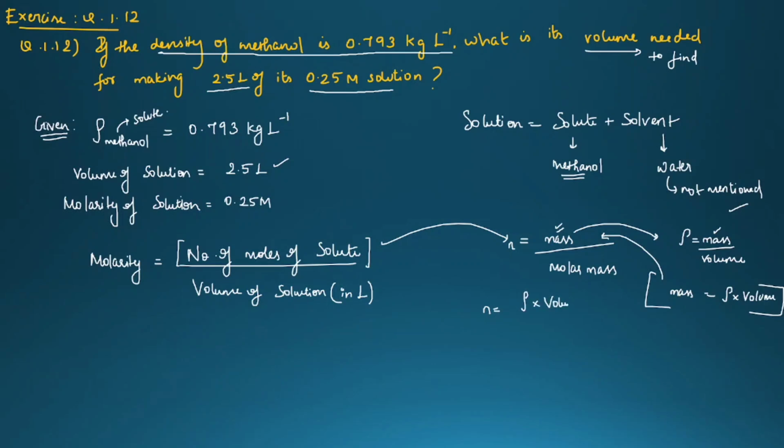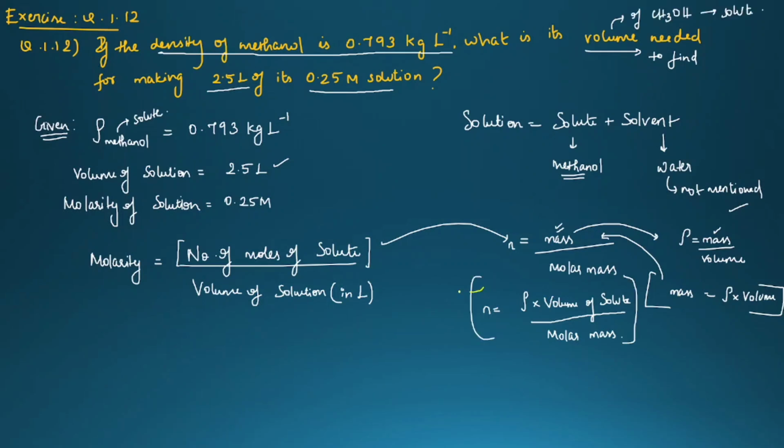Using this, we can put density into volume in place of mass, so that the number of moles will be equal to density into volume of solute divided by molar mass. Here you should not write volume of solution, because the number of moles is being calculated for the solute, so you should be careful in writing volume of solute. Now we have the expression for the number of moles of solute.